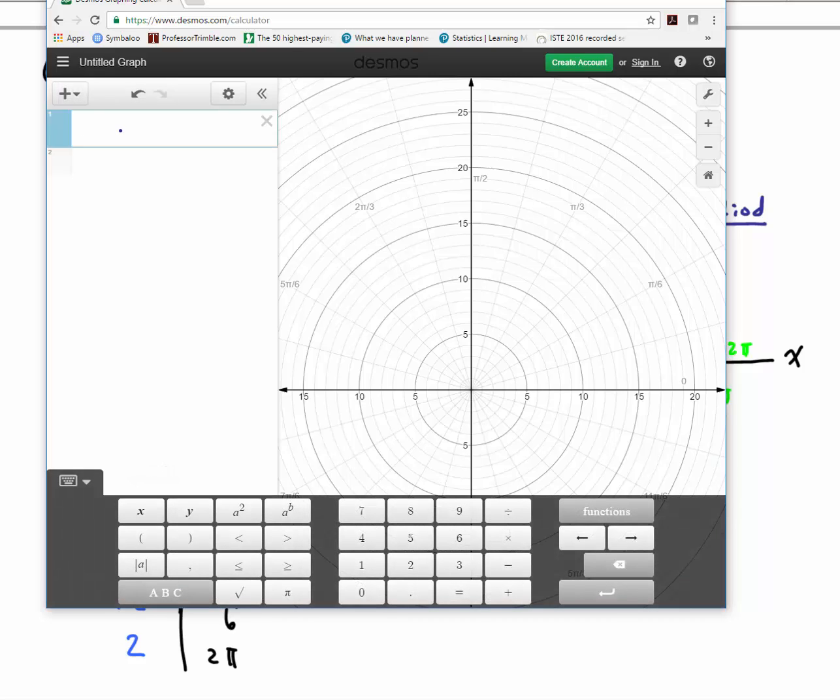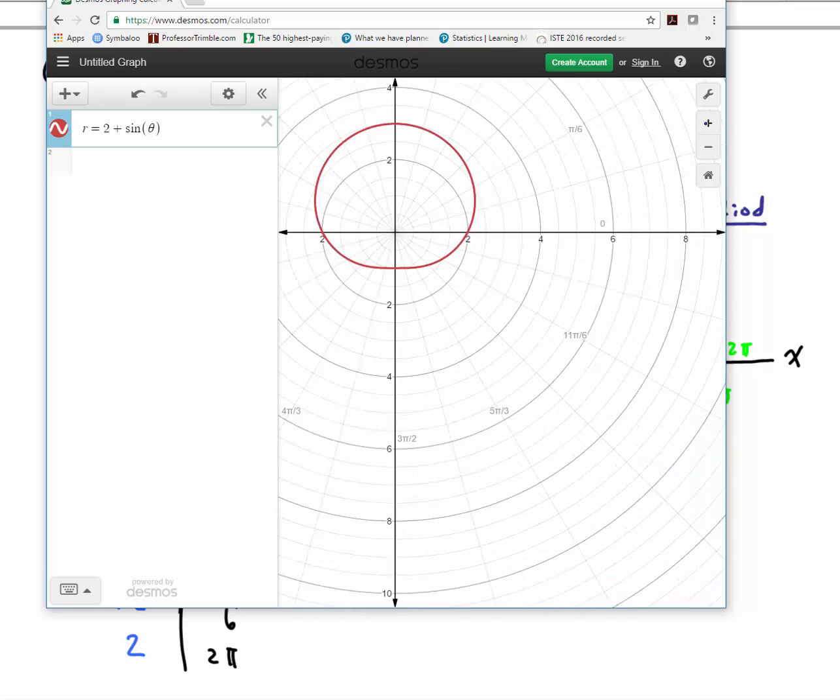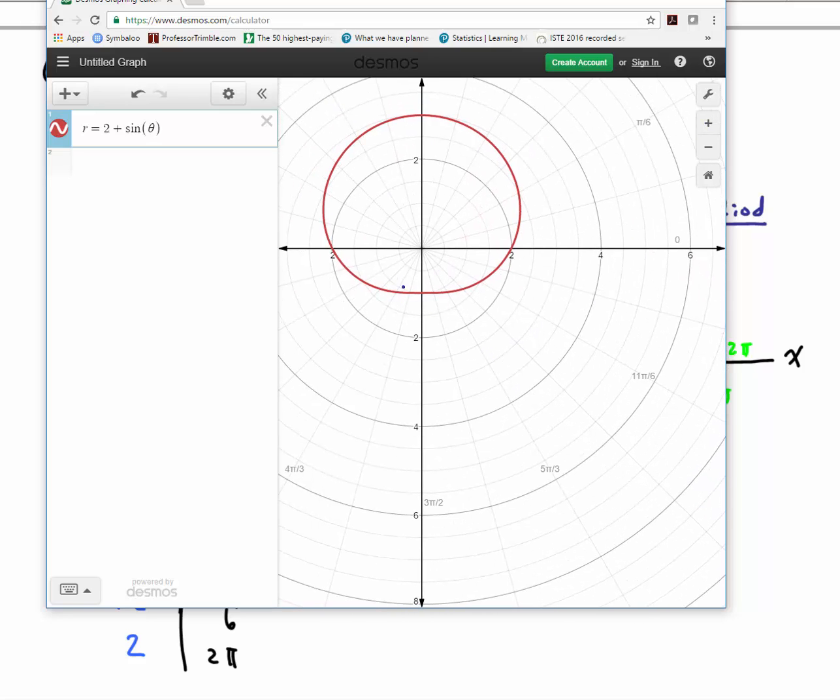Okay, and so now when I graph, I need to not graph in terms of x and y, but in terms of r and theta. So I have r equal, and this was 2 plus sine theta. 2 plus sine, and then theta. I have to put that in parentheses, and I actually spell out the word theta. Okay, so this is the graph of 2 plus sine theta. It looks pretty similar to what we have as well, but you can see how it kind of flattens out right here.